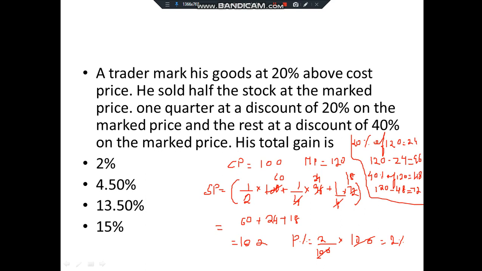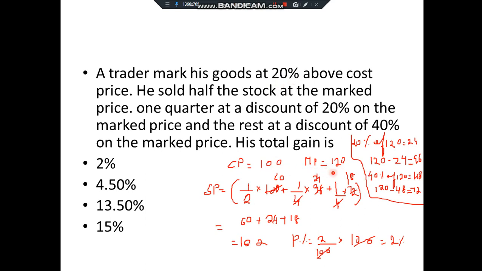Next question, a trader marked his goods at 20% above cost price. He sold half the stock at the mark price, one quarter at a discount of 20% on the mark price, and the rest at a discount of 40% on the mark price. His total gain is... Okay, so the question seems long, but actually the answer is very easy to find. I'll just give you an idea. See, let us consider the cost price to be 100. And they have told that it is marked at 20% above cost price. So 20% of 100 is nothing but 20. So your mark price would be 120.